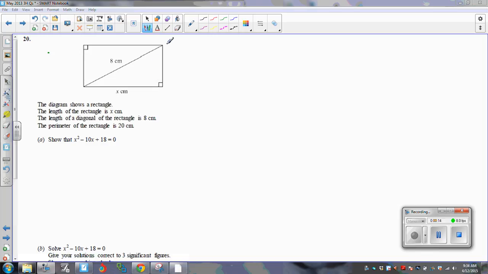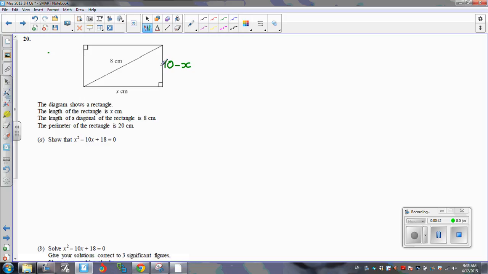Now, if the perimeter all the way around is 20, so all the way from there to there and back to the beginning is 20, then halfway round, so from there to there, must be 10. And it must also be 10 from here to here. So if we know that this length is x, this bit here must be 10 minus x. So for example, if x was 3, this would be 10 take away 3, which is 7. Okay, so that's just an algebraic way of expressing the height.